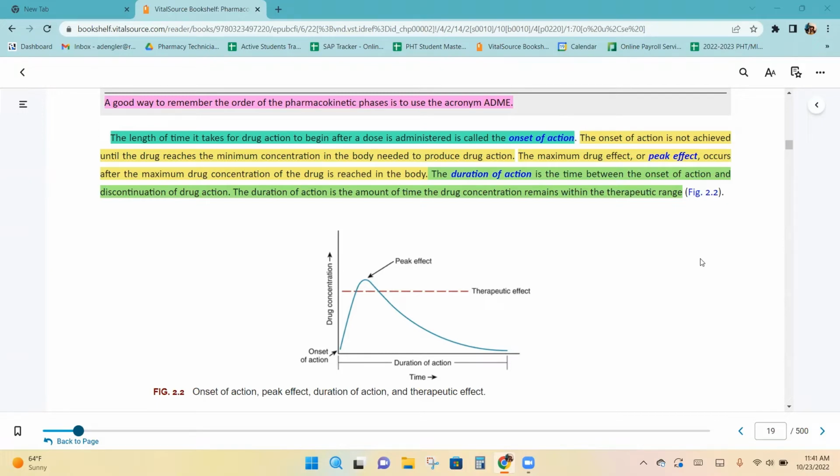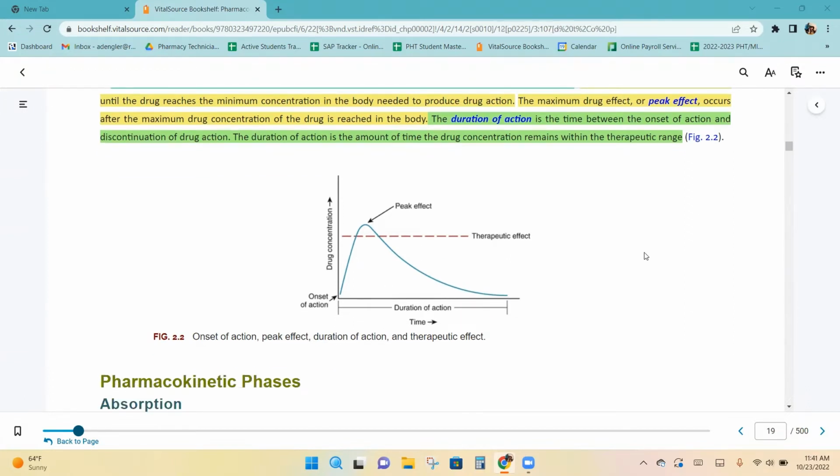The duration of action is the amount of time the drug concentration remains within the therapeutic range. Figure 2.2 shows onset of action, peak effect, duration of action, and therapeutic effect. So you can kind of see what they mean by that.